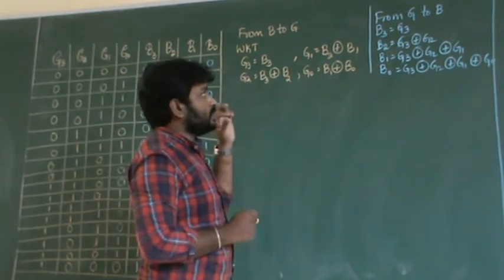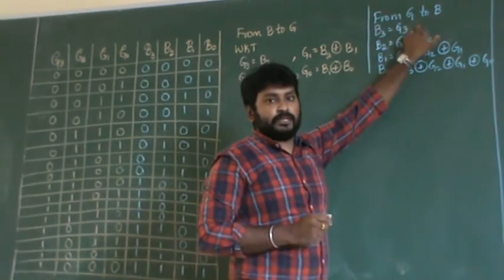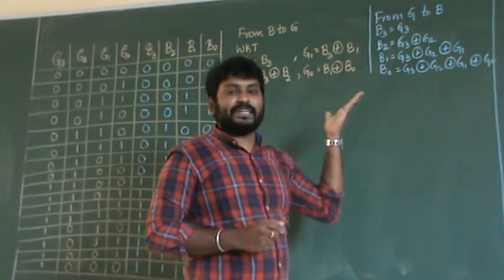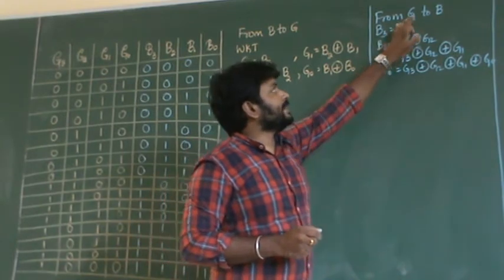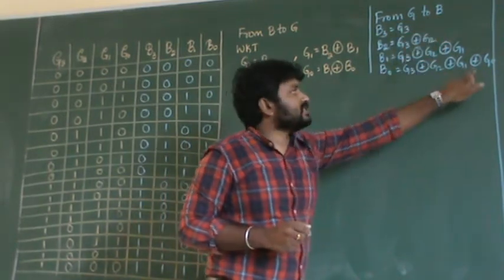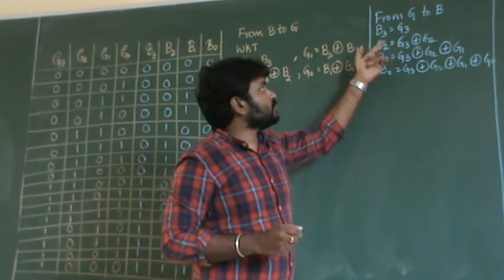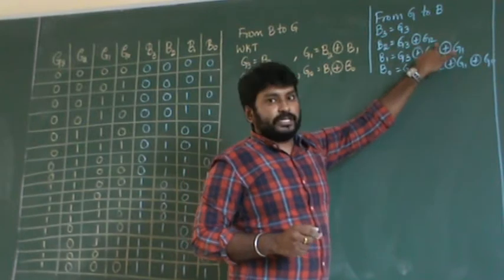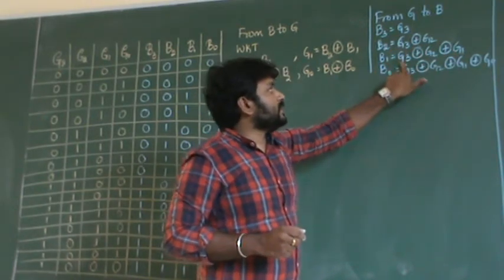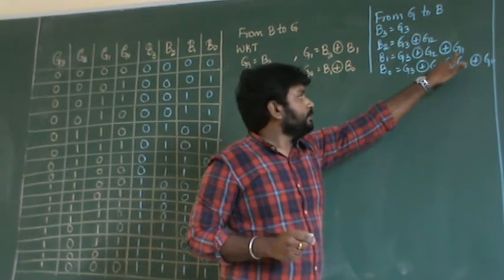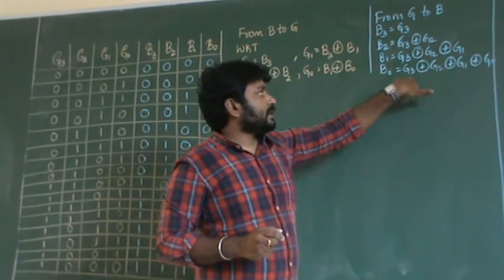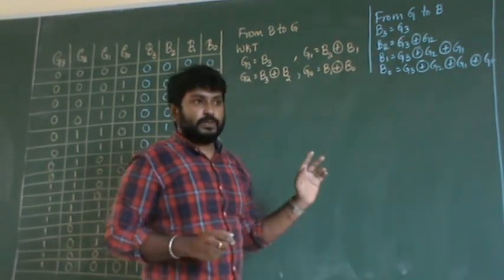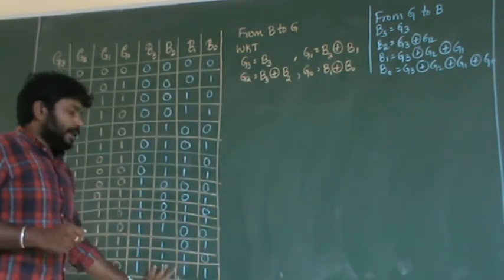Now, the second concept is from gray to binary. So G to B means gray to binary. How to convert the gray data to binary? To convert the gray data to binary, you have to use this expression. So B3 is equal to G3, B2 is equal to G3 XOR G2, B1 is equal to G3 XOR G2 XOR G1, and B0 is equal to G3 XOR G2 XOR G1 XOR G0. So by using these four expressions, you have to fill this binary data.